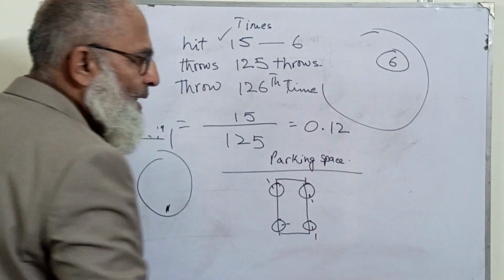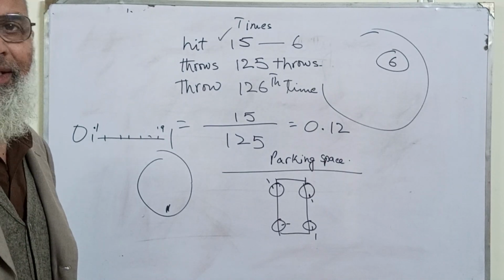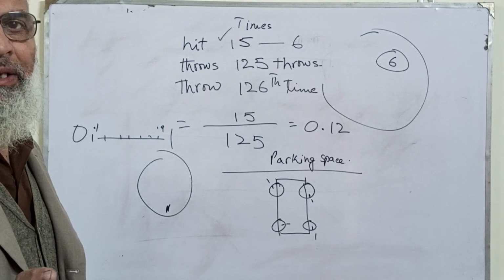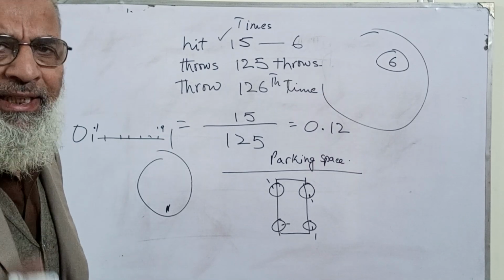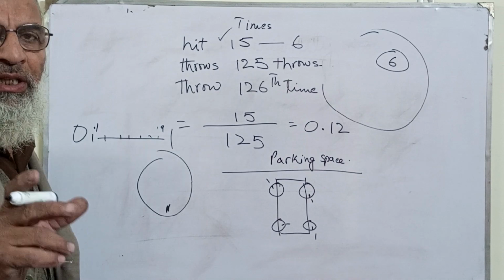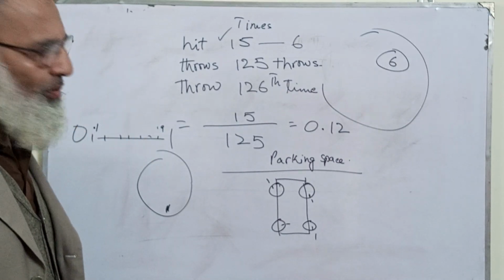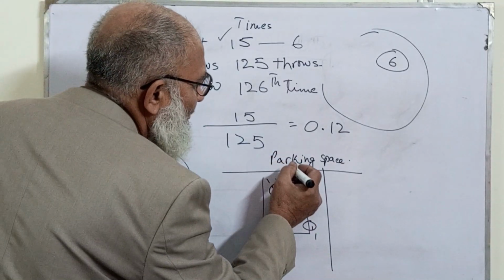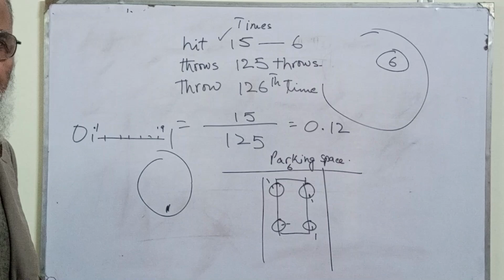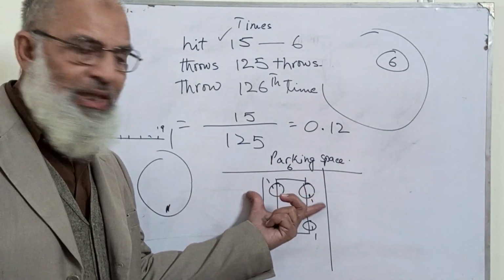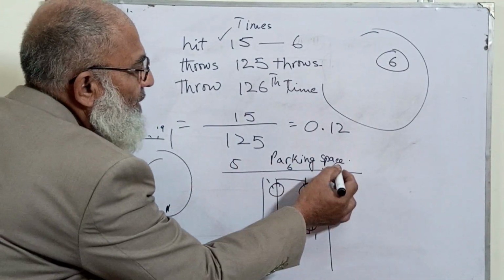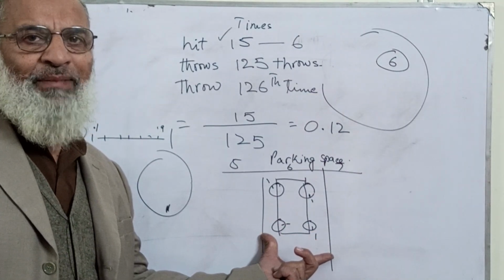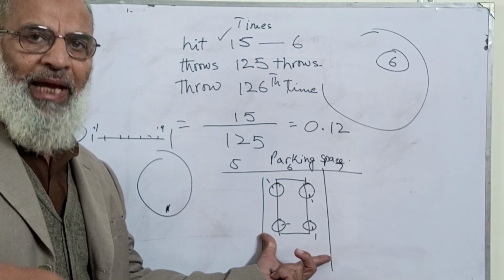And the interesting thing is that he just parked his car right on that very space where he parked it in the morning. Suppose that this was the parking space, and the number was 6. Here it was 5, here it was 7. He got the same space after coming back.